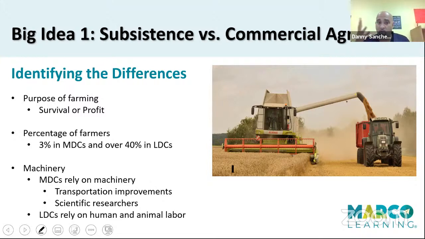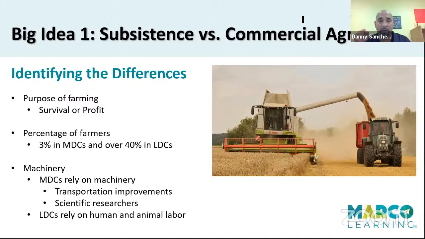The next way you distinguish between the two is going to be machinery. In the rich world, in more developed countries, they rely on machinery. That piece of equipment you see in that picture there might be a $700,000 piece of equipment. There's huge investments made in being able to farm on a very large scale.